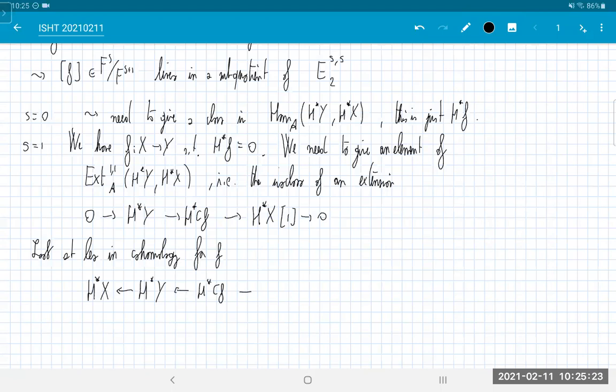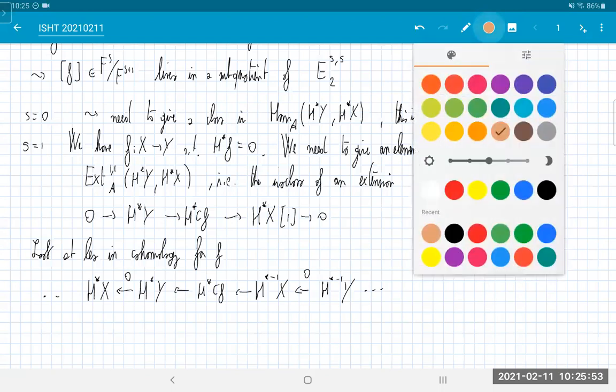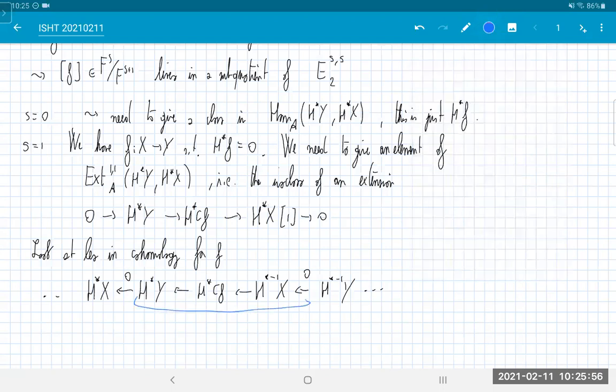H upper star of the cone of F and h upper star minus one, I think. X, h upper star minus one, y, right? But these maps are the zero maps by hypothesis, by the fact that F lies in Adams filtration one. So this term gives you exactly the Adams class of this map. Okay, so that's fairly straightforward.